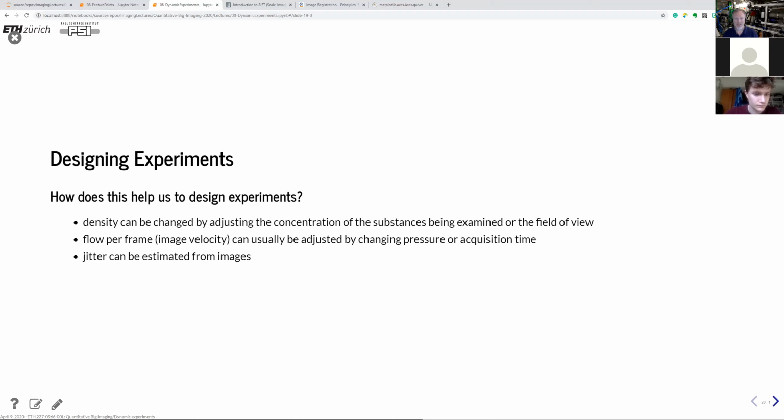So we can see from a simulation like this, we can, for example, play with pressure against acquisition time, or see what comes out, and with that we would have nicer parameters at experiment time.